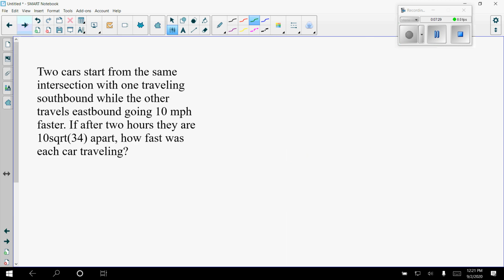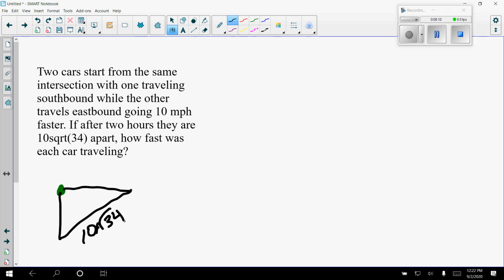The final example: two cars start from the same intersection. Draw a little picture here, same intersection, let's say. I should probably move that up a little bit. One traveling southbound, so that would be this way, south. The other going eastbound, 10 miles an hour faster. After 2 hours, they are 10 square root 34 apart. So this one's going to add a whole new challenge. How fast was each car traveling?